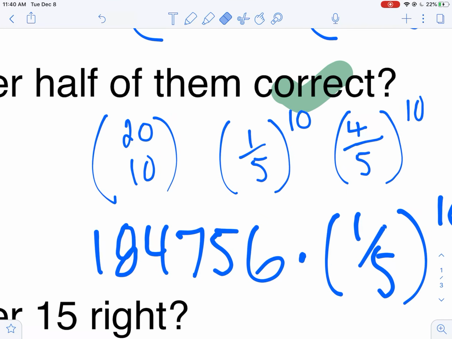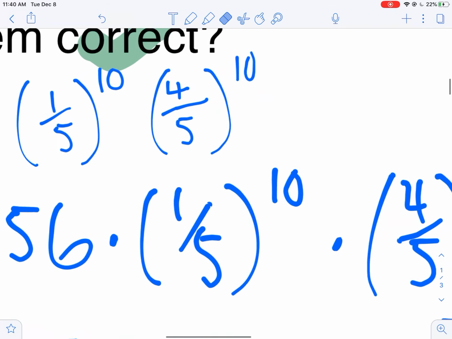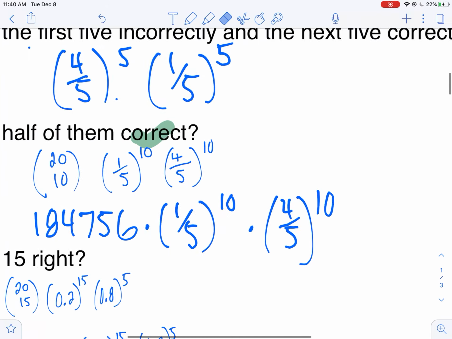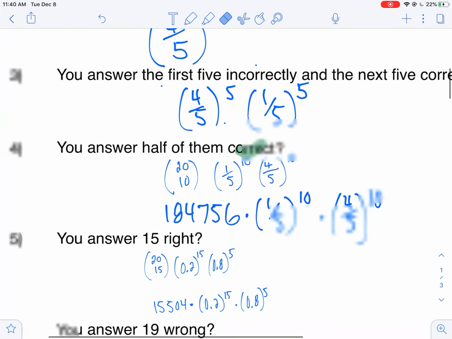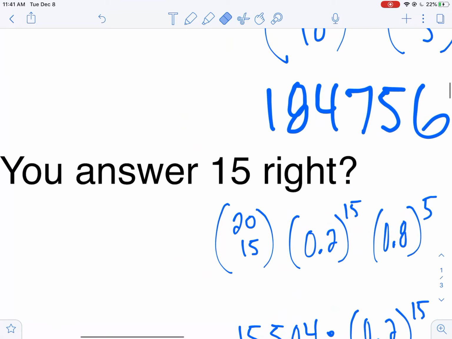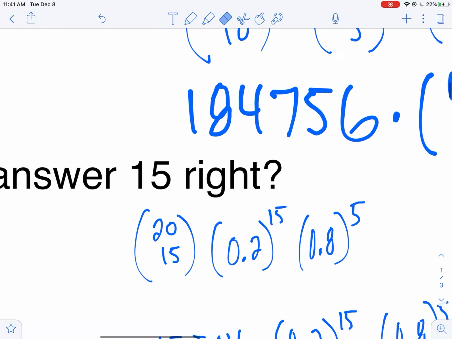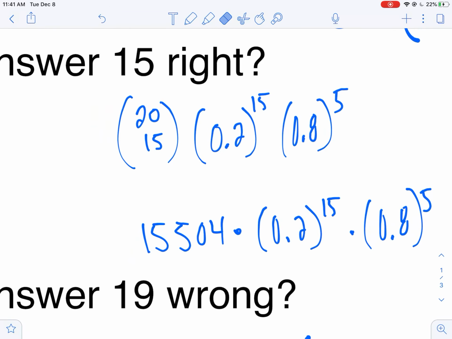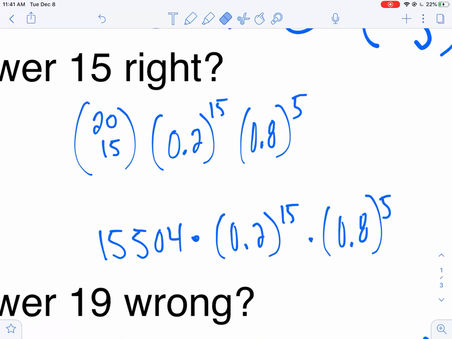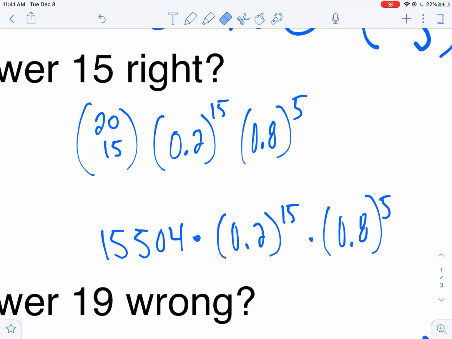This means I would have 184,756 branches on a tree diagram that all have 10 correct answers and 10 incorrect answers. And again, order doesn't matter here. It could happen in any order. Same thing here. Answer 15 right. Again, same thing. You have a bunch of different combinations. Essentially, you can do the nCr function. You would find that you have 15,504 branches on a tree diagram that would have 15 correct answers and 5 incorrect answers. So that's what that function does.